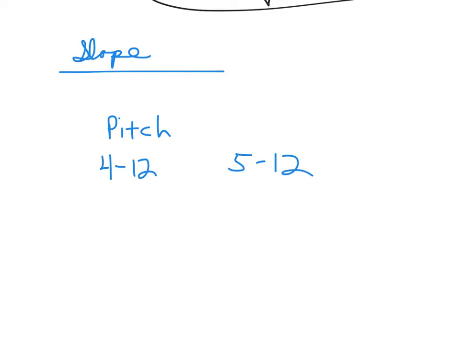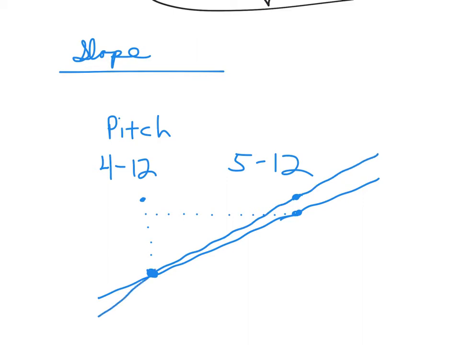It means if you take a point on the roof to get to another point on the roof, you're going to rise 4 as you run 12. So rise 4: 1, 2, 3, 4, run 12: 1, 2, 3, 4, 5, 6, 7, 8, 9, 10, 11, 12. So a 4/12 pitch would be about that steep right there. A 5/12 pitch means you would rise 5 as you run 12. So it'd be about this steep right here. So 5/12 is a little steeper than a 4/12.